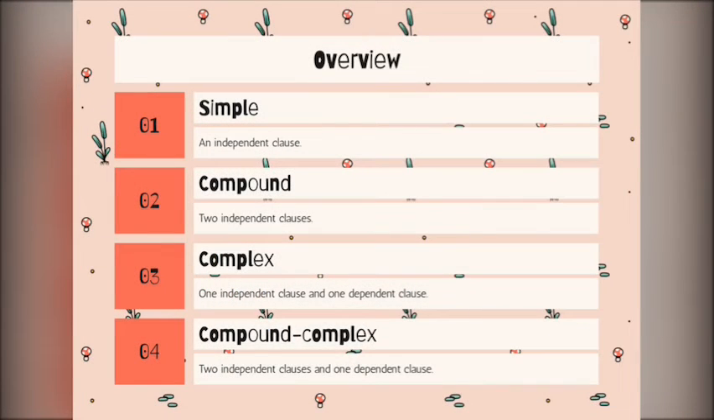So here's a brief overview of the different types of sentences. We have simple, which is an independent clause by itself; a compound sentence, which is two independent clauses; a complex sentence, which is an independent clause with a dependent clause; and then a compound complex, which is two independent clauses with one dependent clause.